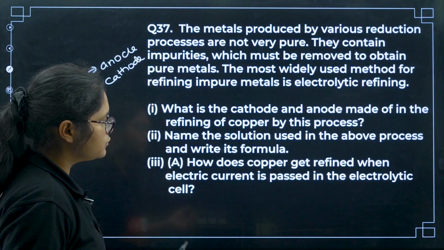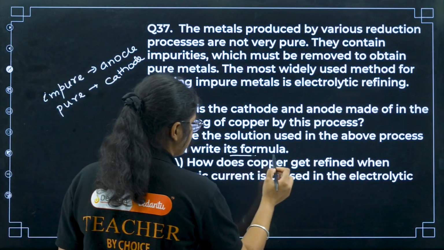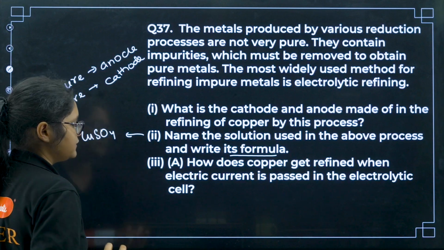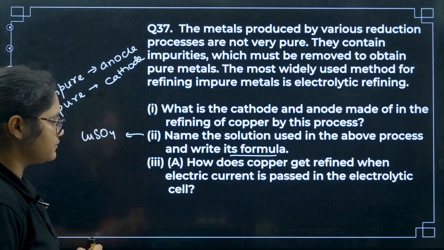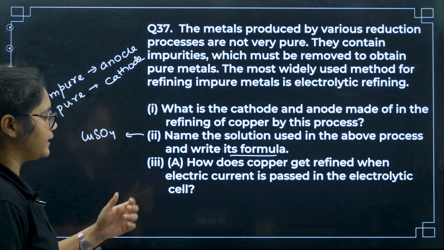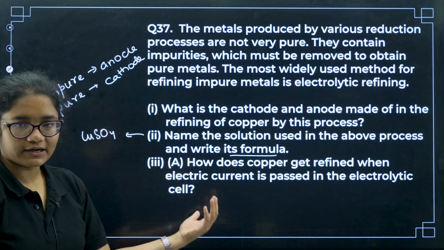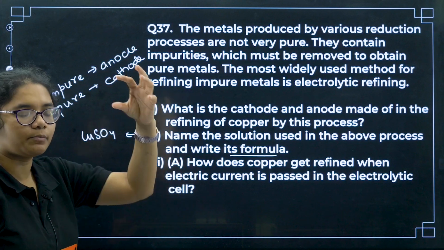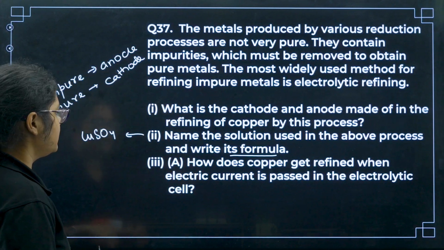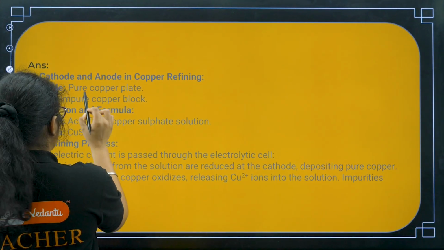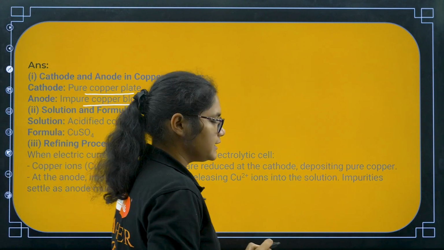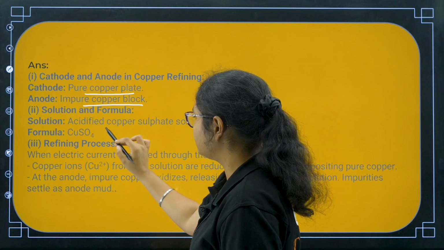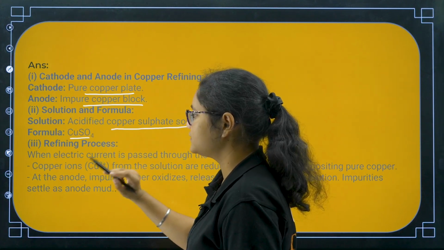Name the solution used in the above process and write its formula. So you can use any copper salt, you can use copper sulfate, and the formula is like this. How does copper get refined when the electric current is passed in the electrolytic solution? So what happens when you pass electricity? The copper from the anode comes to the solution and pure copper gets deposited at the cathode, right? So let us see here. So at cathode that is pure copper, at anode there is impure copper. Next we have, what is the solution? You have used acidified copper sulfate solution or CuSO4.